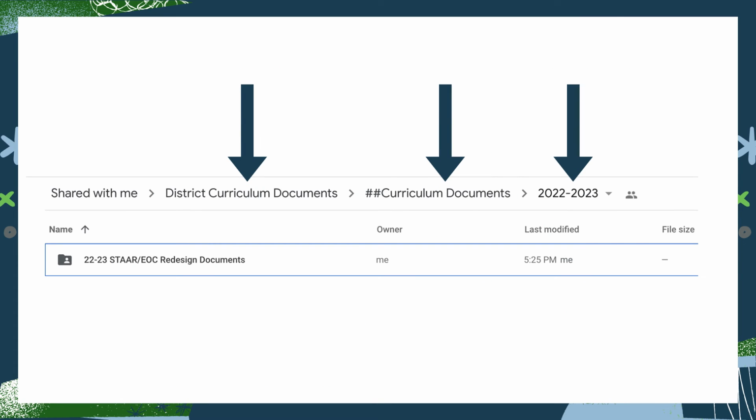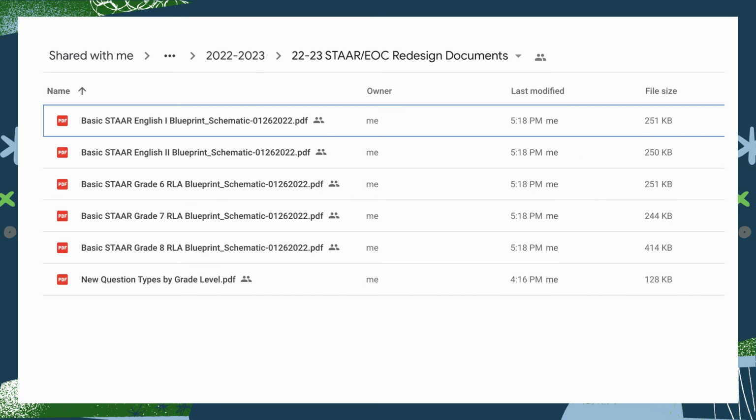These preliminary blueprints can be found on the TEA website, but we have also downloaded and put them in our district curriculum documents drive for you, and you can find them in the district curriculum documents in the very first folder, which is ## curriculum documents, and 22-23 school year. As we receive more information, we will keep this folder updated with the latest information that we have.